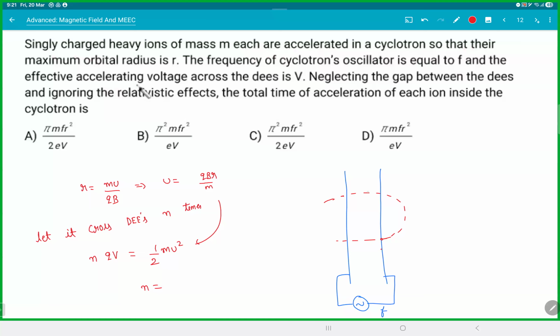So if I actually want to find this acceleration rate, I need to know the distance between them. That is not given. We can ignore that because it is too small. So a particle going in a uniform motion is also accelerating. Each one will take a time of T by 2. So if you're crossing it n times, then the time will be n times T by 2. And T is nothing but 1 by f, so n by 2f. So a particle in circular motion is also accelerating. He never said find the time spent between the D's.